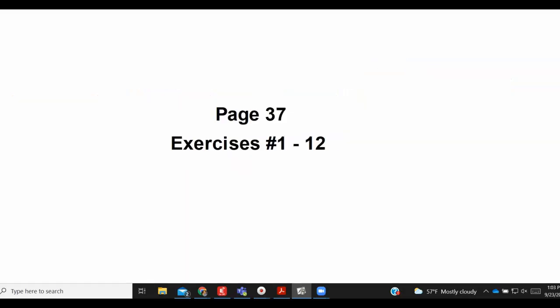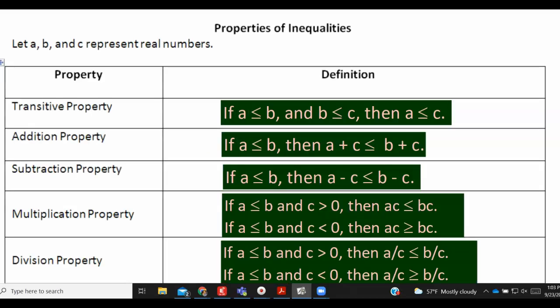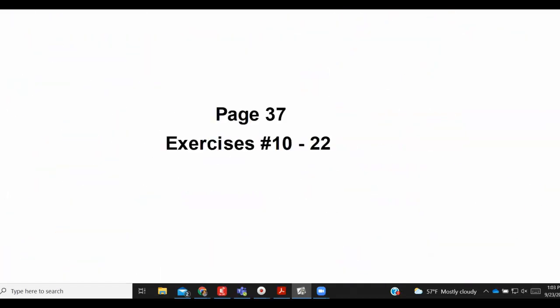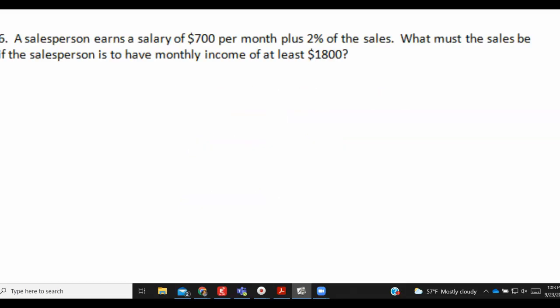Let's do one more. Do you have another word problem on your page? Yeah, because I switched when I was missing the other stuff. There we go. A salesperson earns a salary of $700 per month.